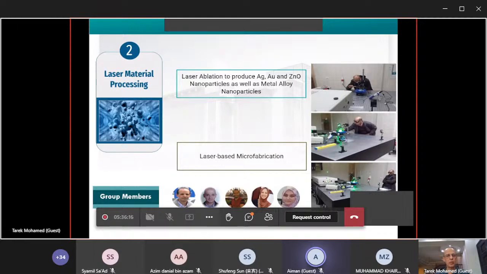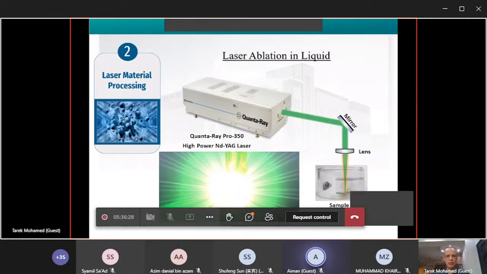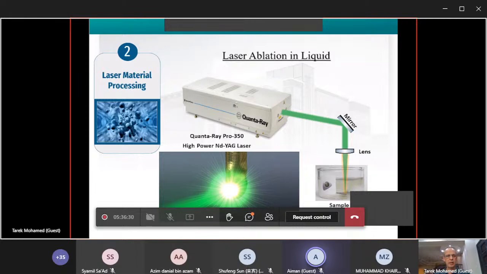We also try laser-based micro application. We try to do micro holes in some samples using a femtosecond laser. So this is the setup for laser ablation to create nanoparticles, very simple, and we use a YAG laser.